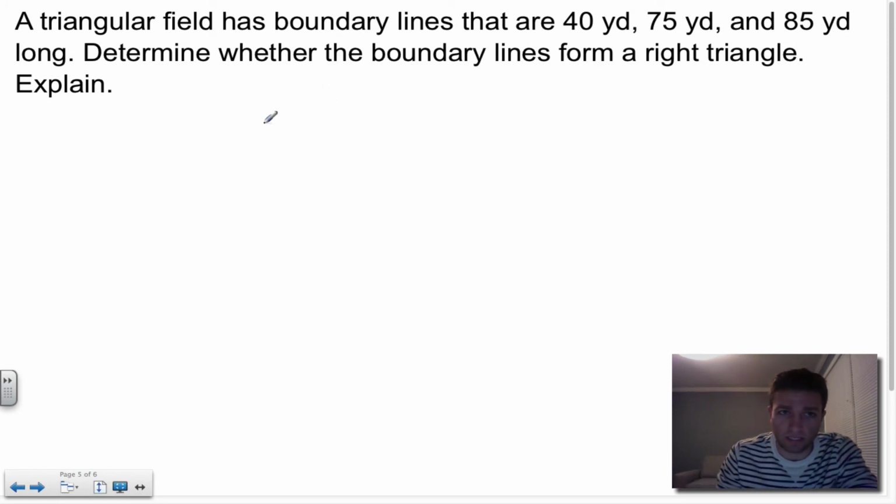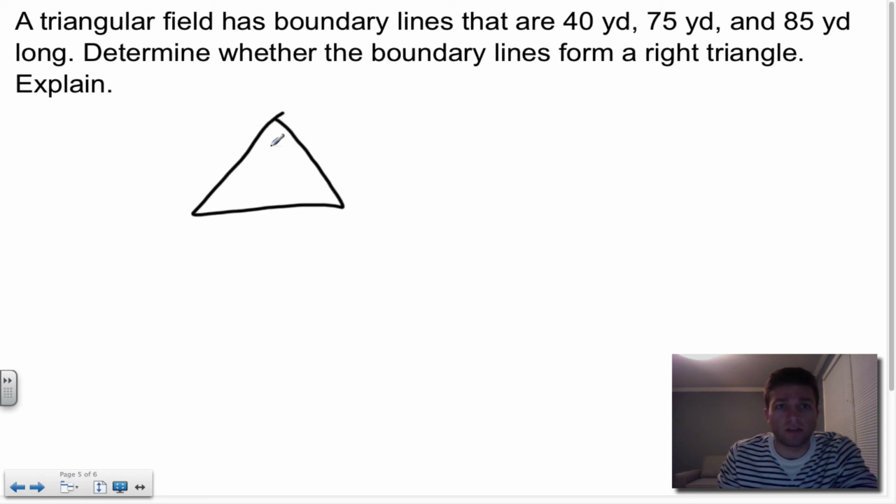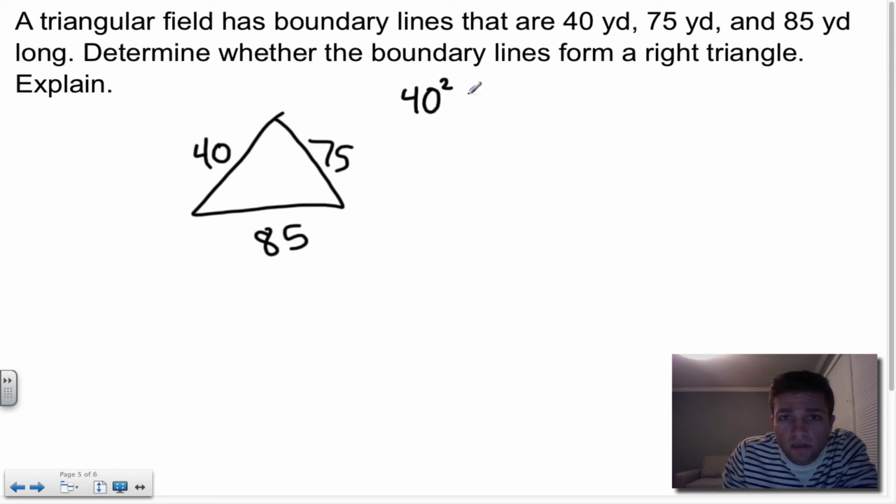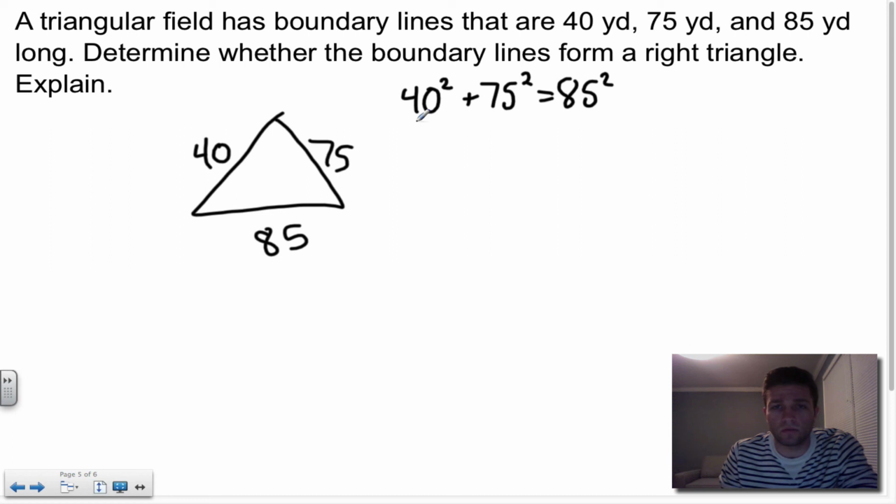Same type of question, but a little easier. A triangular field, so right off the bat, we know it's a triangle, has boundary lines that are 40, 75, and 85 yards long. Determine whether these boundary lines form a right triangle, and explain. So 40, if they do form a right triangle, they are going to prove the Pythagorean theorem to be true. So 40 squared plus 75 squared, do those things added together equal 85 squared.